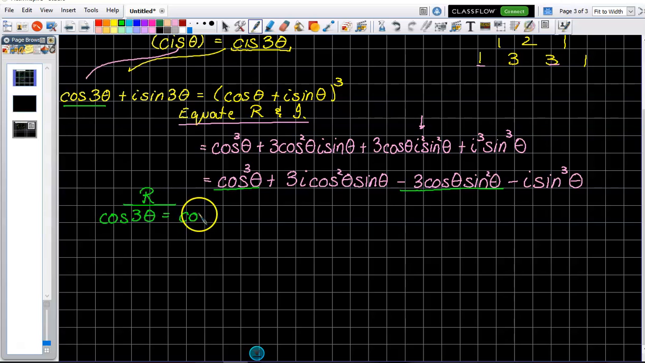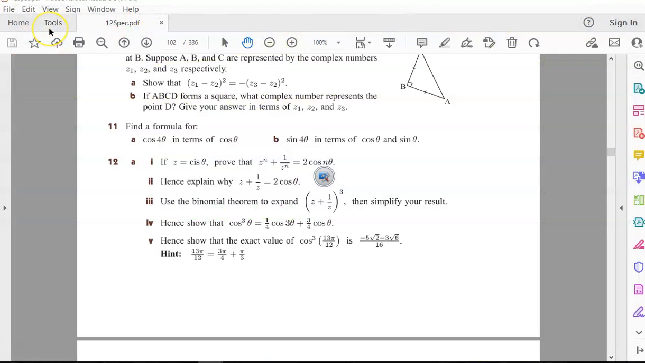Anyway, we've got cos cubed theta minus 3 cos theta sine squared theta. And what is it that we wanted it to be?